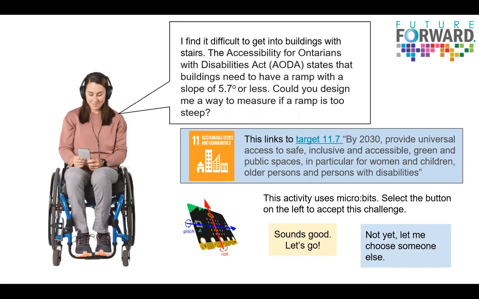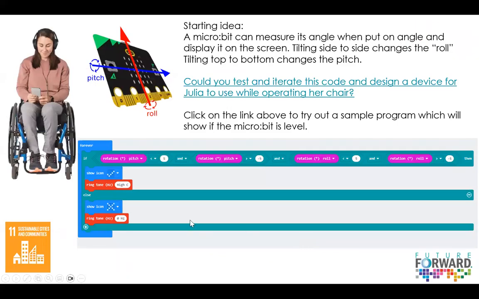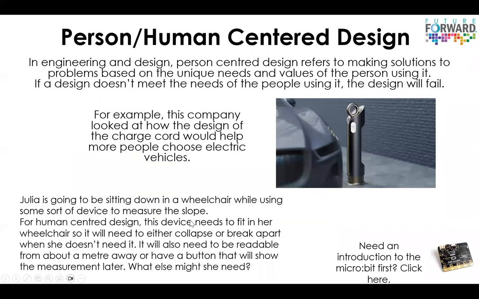At this landing page, you can see that it is connected to the SDGs, the United Nations Sustainable Development Goals, and it has an overview of the challenge here. So we are going to say, sounds good, let's go, and we are going to go to the activity. As you can see in the activity, the first step is looking at the person, or human-centered design, and understanding why Julia needs to do this in her challenge.